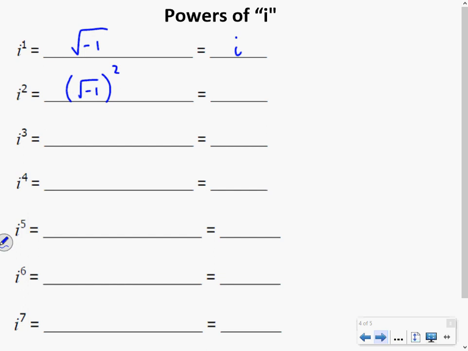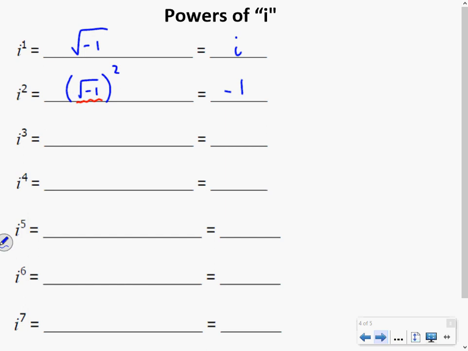i squared would really just be the square root of -1 in parentheses squared, because I know this is really just i. Well, if I square the square root of -1, I get -1. So strangely enough, when we square an imaginary number, i, we get a real number, -1.